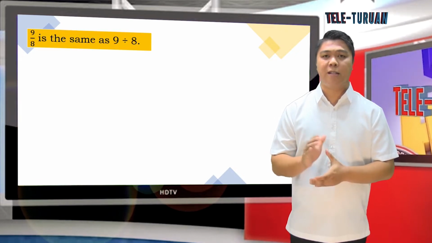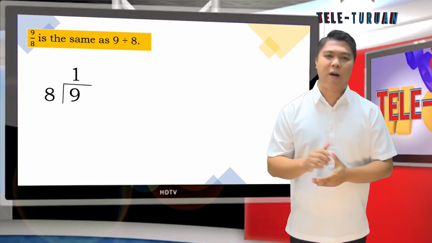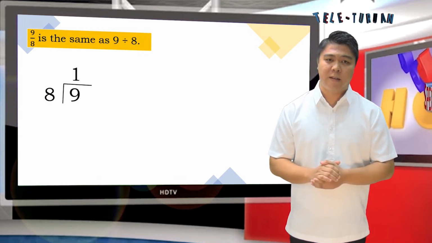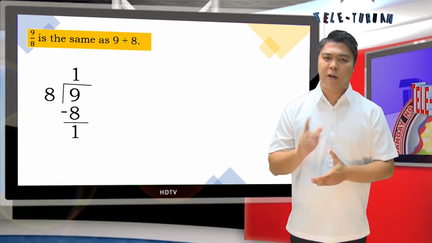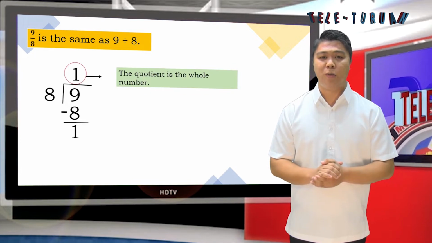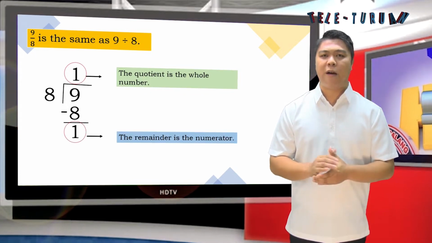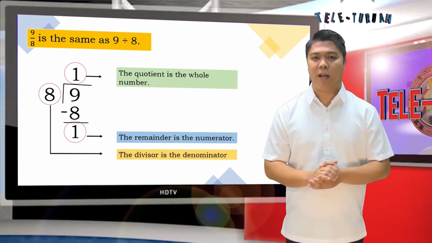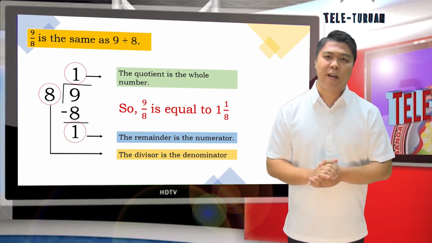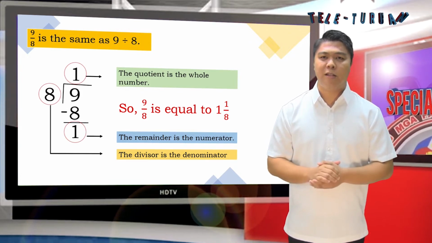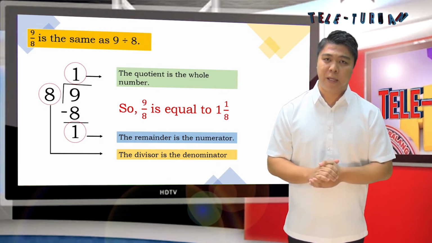9/8 is the same as 9 divided by 8. 9 divided by 8 is 1. 1 times 8 is 8. 9 minus 8 is 1. The quotient is the whole number, which is 1. The remainder is the numerator, which is 1. And the divisor is the denominator, which is 8. So, 9/8 is equal to 1 and 1/8. You are right. That means Mr. Soriano and Mr. Santos had the same amount of pizza left.